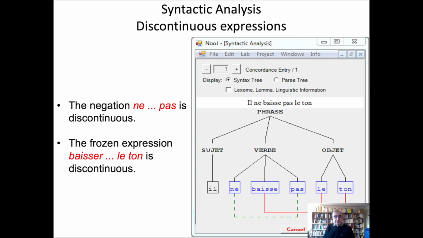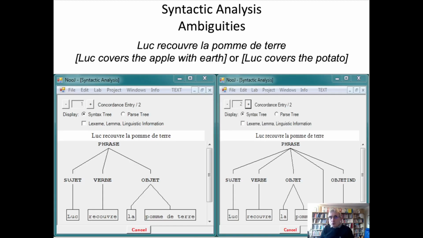What about ambiguities? Let's say, for example, "Luc recouvre la pomme de terre". In French, "pomme de terre" is ambiguous because it could be apple of earth, or it could be a potato, so a multi-word unit. When we apply a syntactic analysis to the text, Nooj will recognize this sentence twice because it's ambiguous. The first has been recognized as Luc, subject, "recouvre", the verb, then the object "la", and then "pomme de terre" as an atomic linguistic unit.